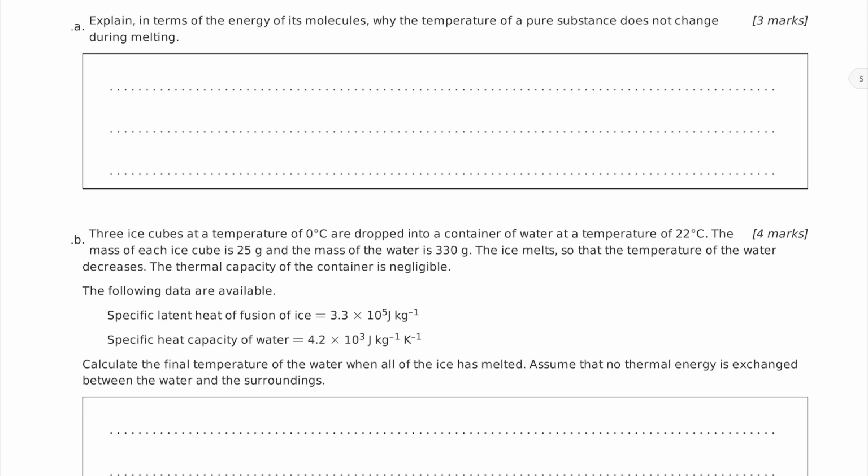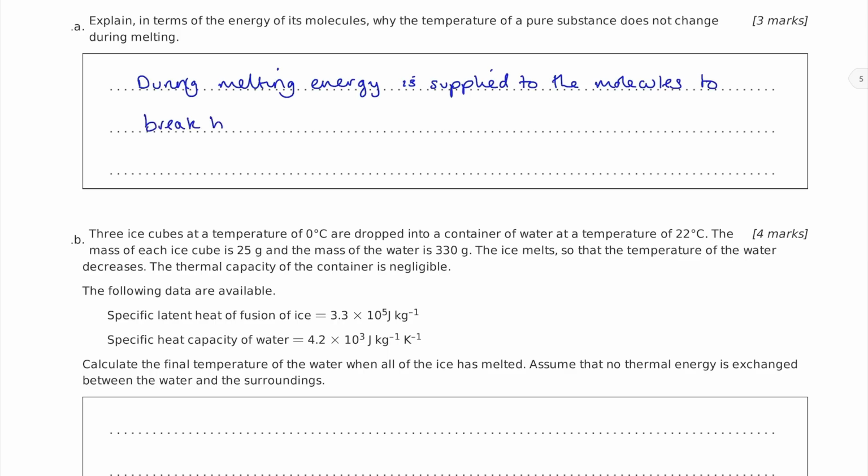Explain in terms of the energy of its molecules why the temperature of a pure substance does not change during melting. Okay, that's 3 marks. During melting, energy is supplied to the molecules to break bonds. This increases the potential energy between molecules.